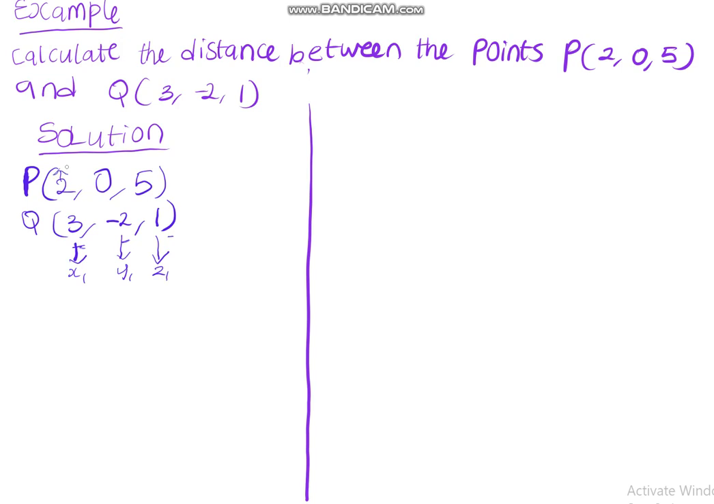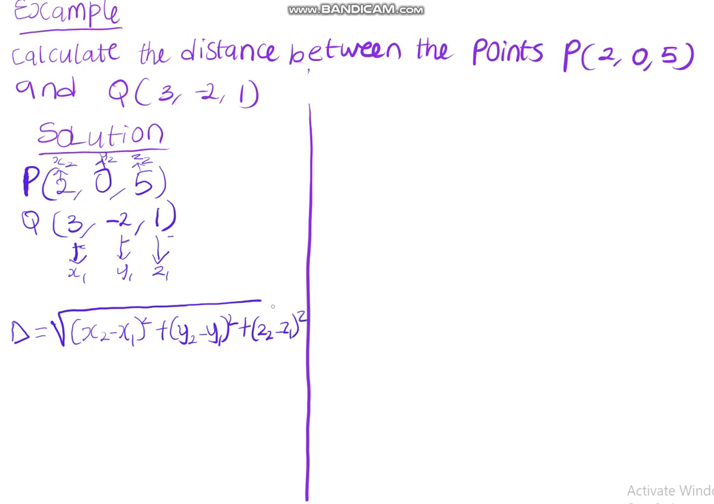Take the first entry to be x2, the next entry to be y2, and the last entry to be z2. For a three-dimensional coordinate system, the formula for calculating the distance between 2 points, which we will still denote as d, is given by this formula: the square root of x2 minus x1 squared plus y2 minus y1 squared plus z2 minus z1 squared.